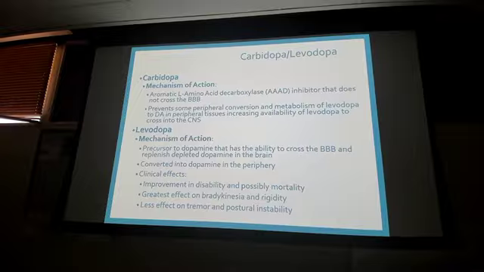Typically when we talk about our AAAD, that is what breaks down our levodopa into dopamine. If I inhibit that, I can now have my levodopa around for a longer period of time to cross that blood-brain barrier, because remember my dopamine does not. Looking at this peripheral conversion, there's an added benefit of decreasing the breakdown of your levodopa so that you have more levodopa around, okay?